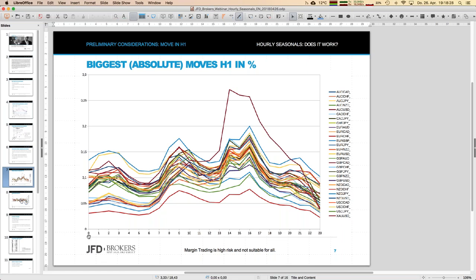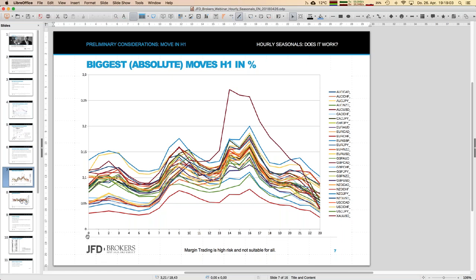So I measured the percentage move from open to close, or better, the other way around: close minus open divided by open. So then I have a percentage move, and I went for the absolute numbers, so everything is positive, with no consideration of direction, whether it's a long or short move. And then I average everything over the last 14 years for each individual hour.